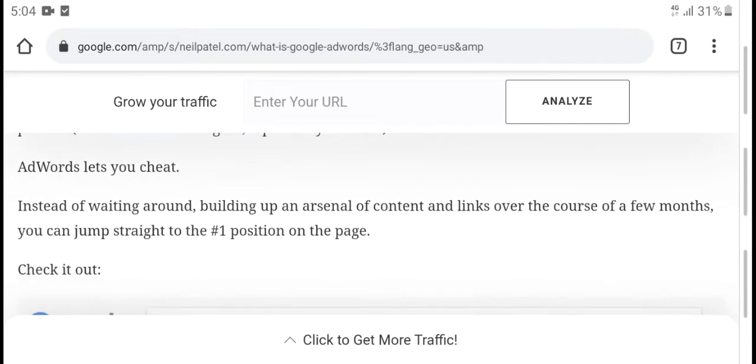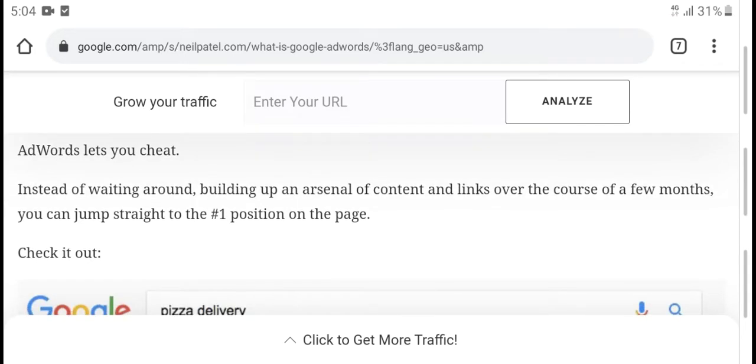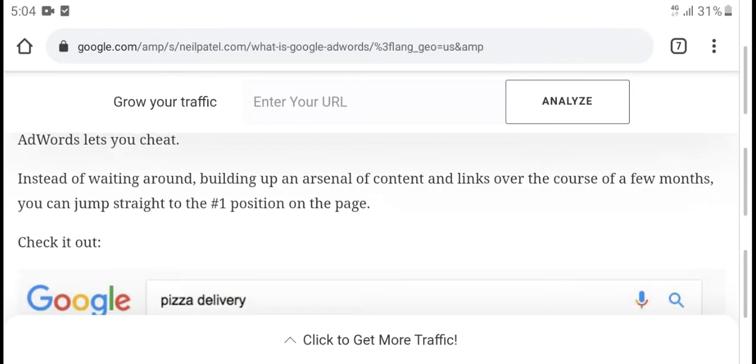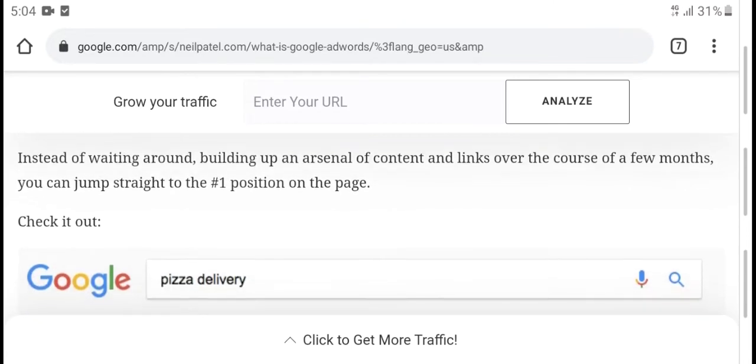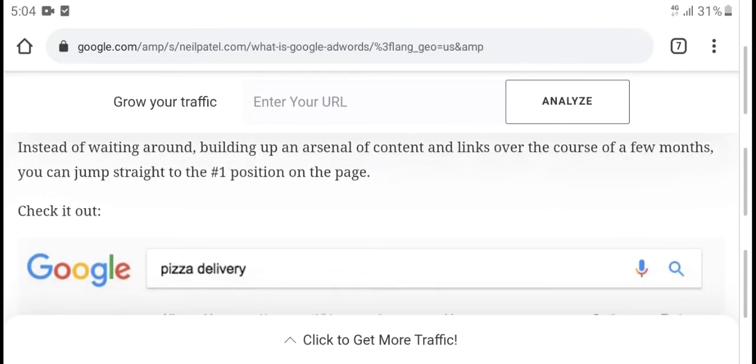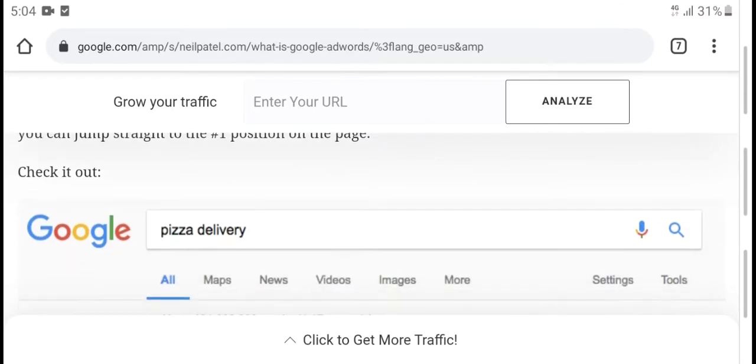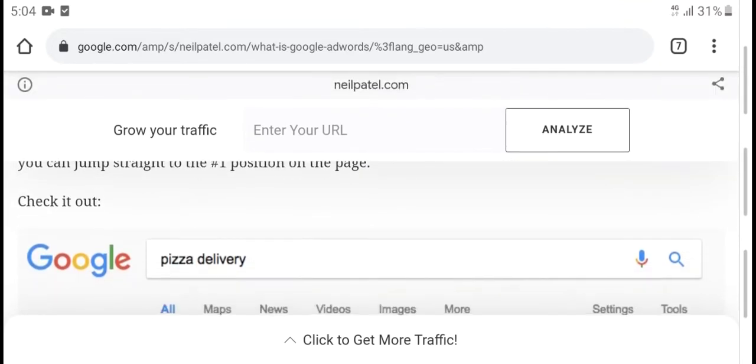Against betters, advertise, you lost and cheat instead of waiting around it, banning state content, and like our cost a few per month, your jumps and strategy possible.